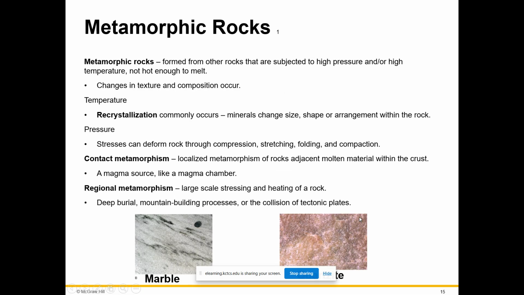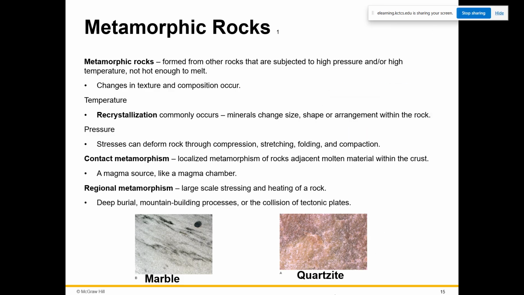Metamorphic rocks are when another rock type, even a metamorphic rock type, can be remetamorphosed. It's exposed to a lot of temperature and or pressure, and it changes so much that it actually becomes an entirely different rock. Here are two examples. This is quartzite. Quartzite is metamorphosed sandstone, and marble is metamorphosed limestone.